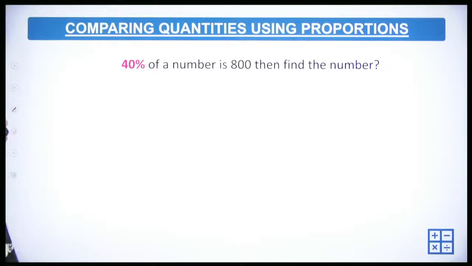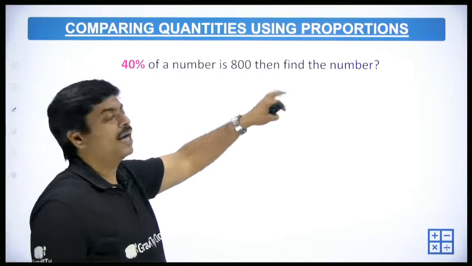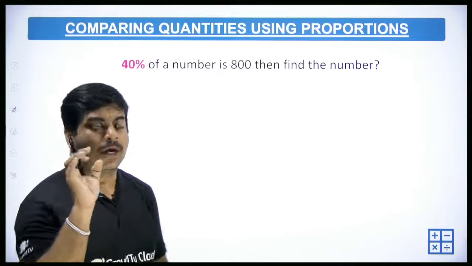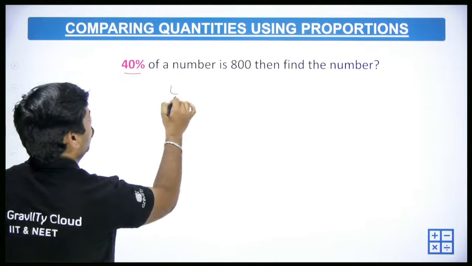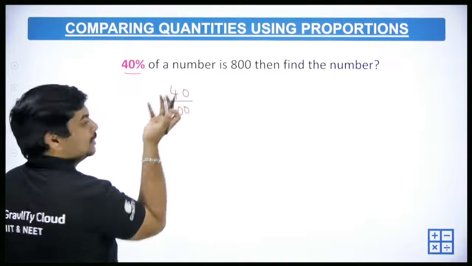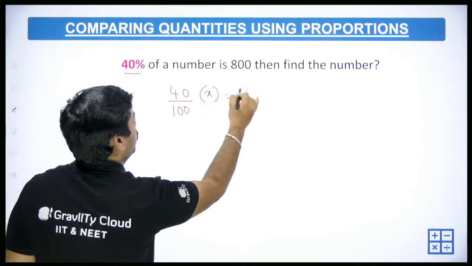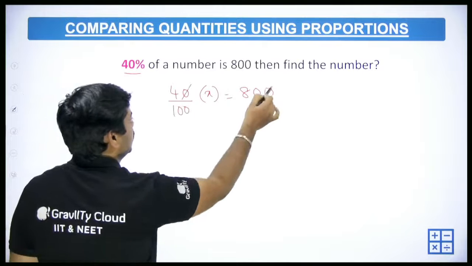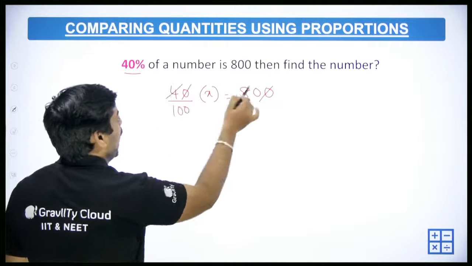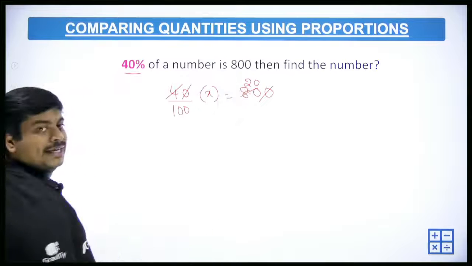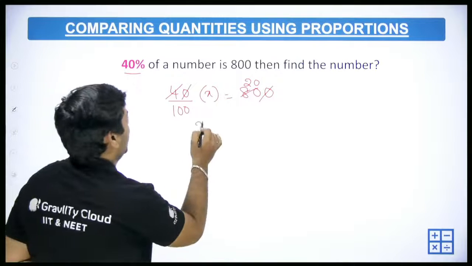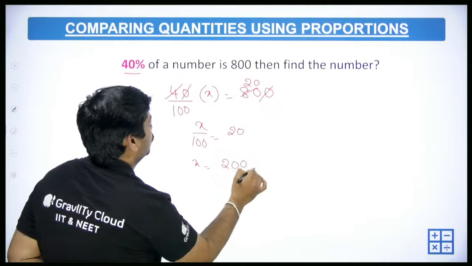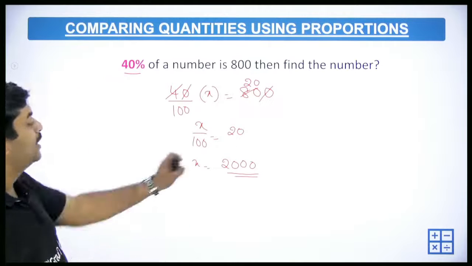Next one. 40% of a number is 800, then find the number. I told you percentage means per 100. So 40 by 100 of a number, which we don't know, say X, is equal to 800. So this 0 and 0 get cancelled. 4 20s are 80, so X by 100 is equal to 20. So X is equal to 2000.